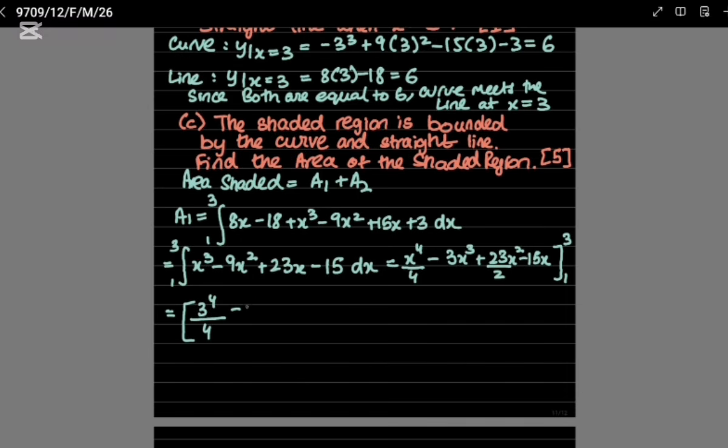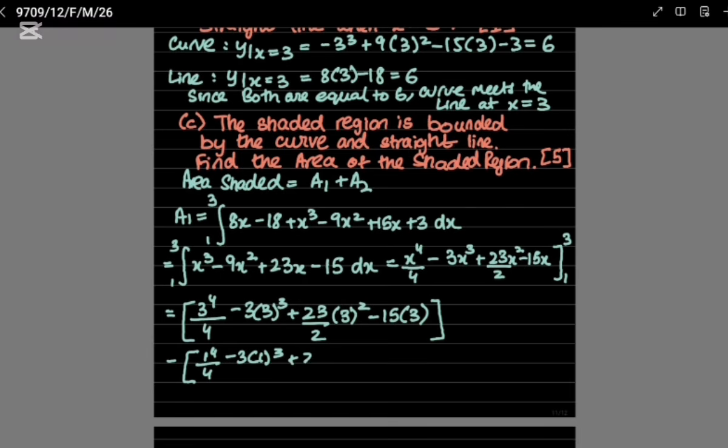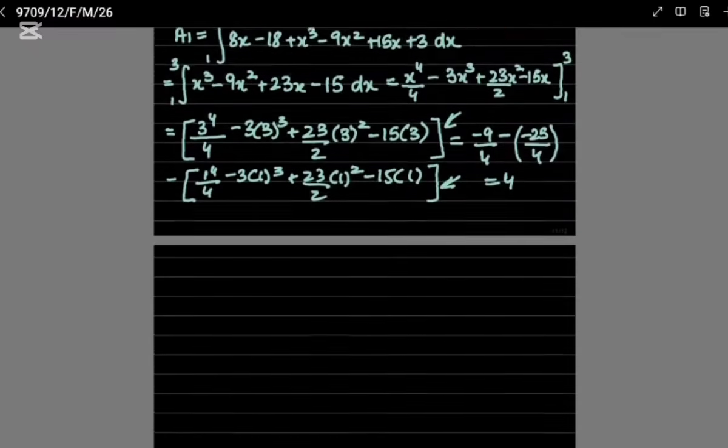3 to the power of 4 over 4 minus 3 times 3 cubed. You have to show your working like this, as I have shown, to earn full marks in the exam. Now minus 1 to the power of 4 over 4 minus 3 times 1 cubed plus 23 over 2 times 1 squared minus 15 times 1. Now plug these into your calculator. What we get for this part is minus 9 over 4, then minus this thing is minus 25 over 4. If you do this on your calculator, you get 4. So we know that area 1 is equal to 4.